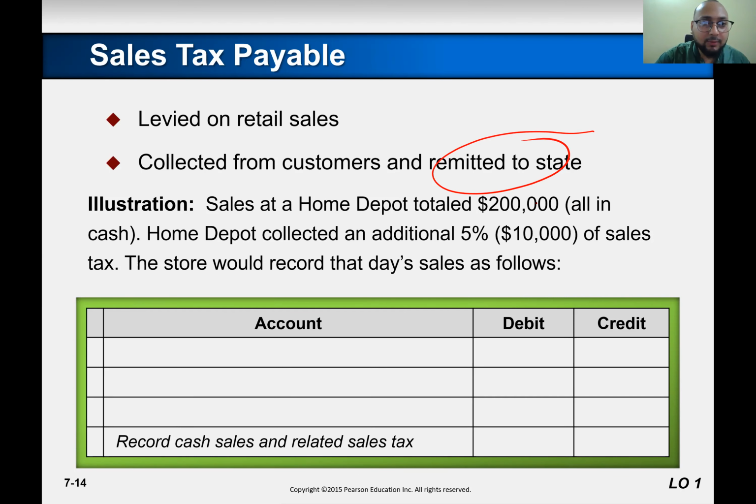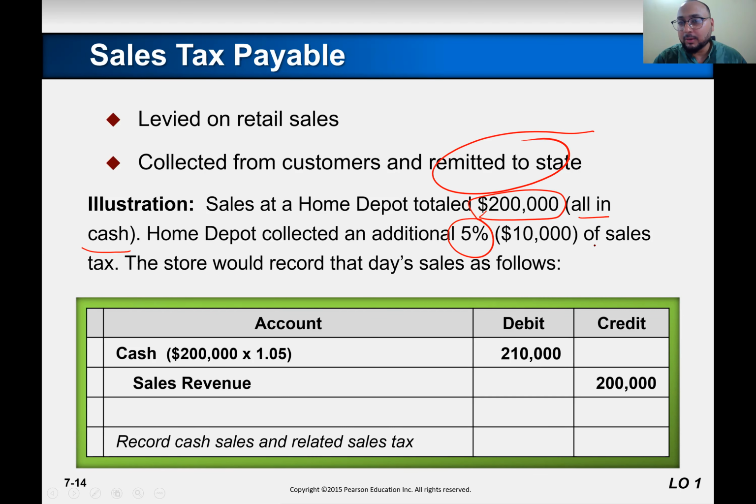In order to understand, we have an illustration here. Sales at a Home Depot total 200,000, which means all in cash. So Home Depot collected an additional 5% of sales. The store would record that they sell at... so the sale is going to be 200,000. Sorry. They received the cash.